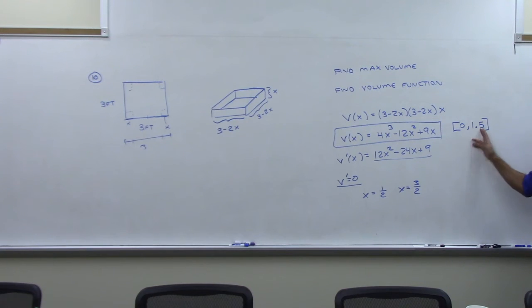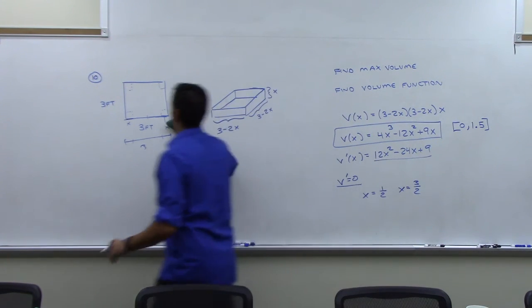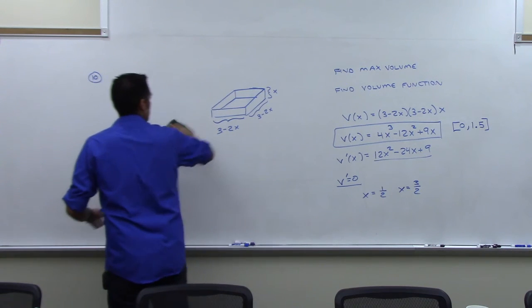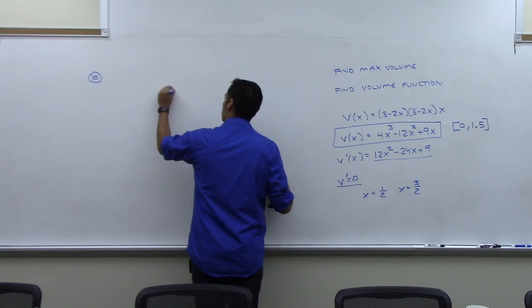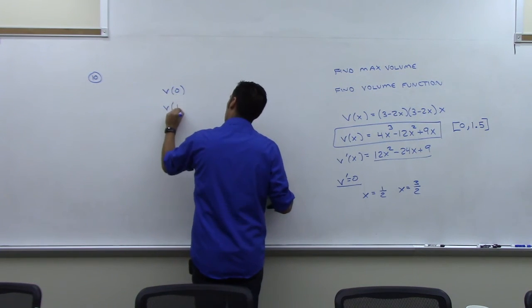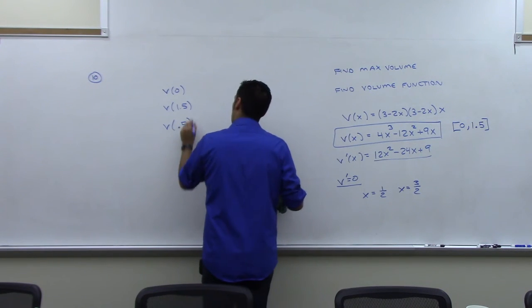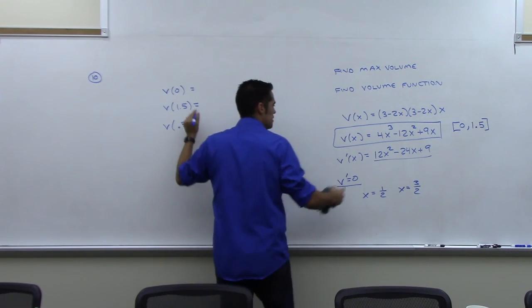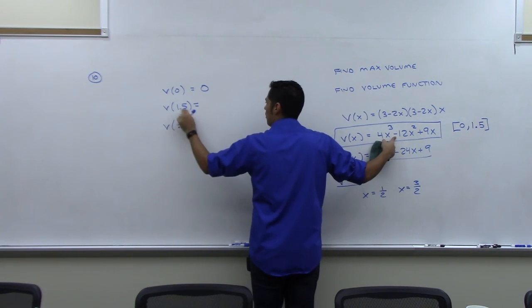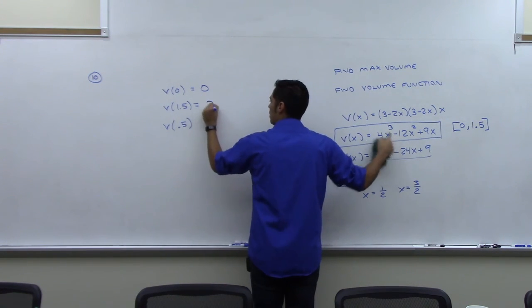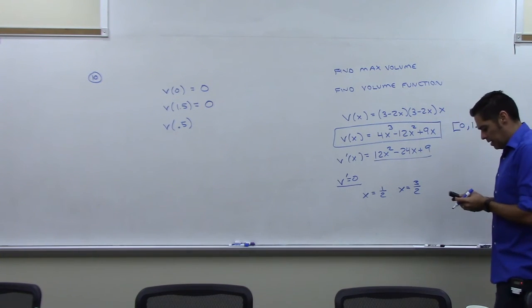1.5 is one of the endpoints, so we don't even need to really consider that. But since this is the closed interval method, I'm just going to be plugging these answers into the original volume function. So I want V of 0, V of 1.5, and V of 0.5. And we know that if we plug 0 into the volume function, I'm going to get 0. Check for yourself. If you plug in 1.5 into here, you should also get 0. And let me plug in 0.5 into that.